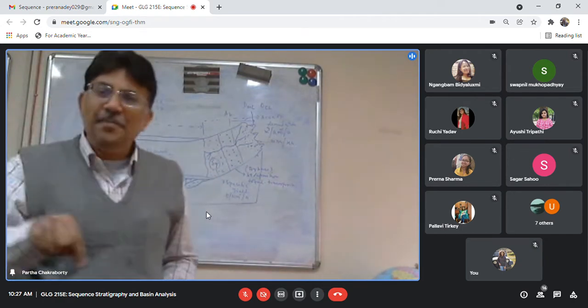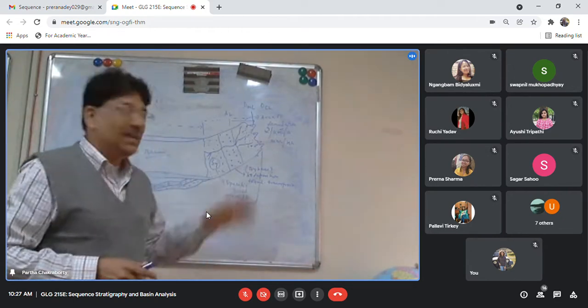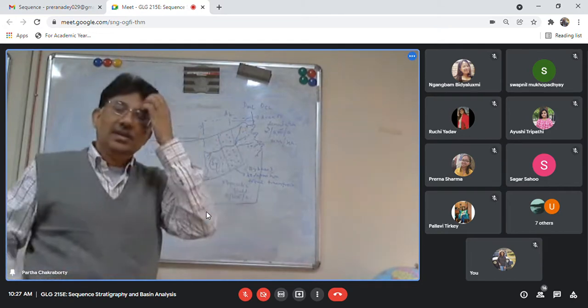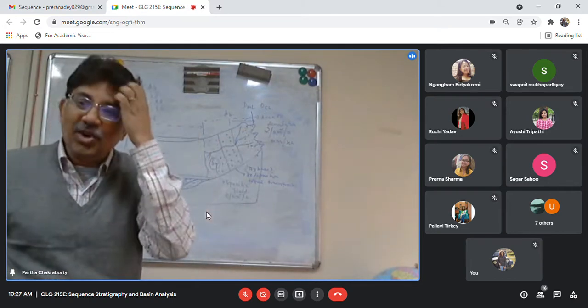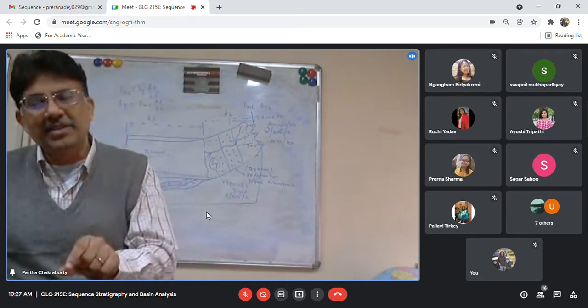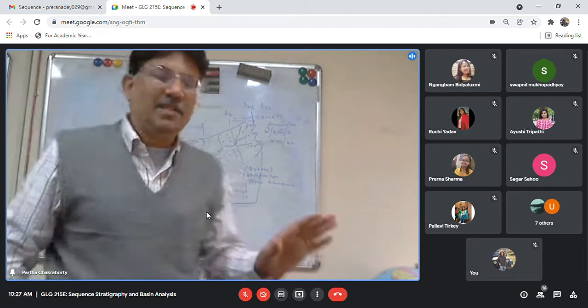What is the specific yield? That means the tons per kilometer square per annum that the river system is generating, that is supplying to the basin. That is what we call the specific yield, the tons per kilometer square per annum.